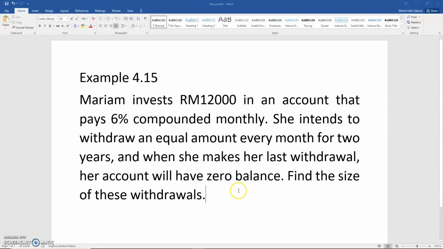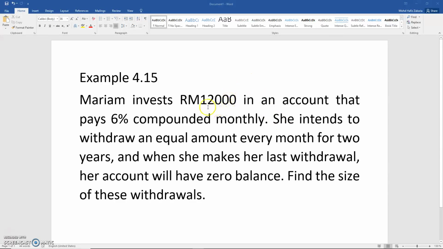So the question is, find the size of this withdrawal. Which withdrawal? It is the monthly withdrawal, equal amount of monthly withdrawal for 2 years. So we know that Mariam invests 12,000 initially, and that account pays 6% compounded monthly. And we want to know how much Mariam can actually withdraw every month for 2 years, so that the amount will last, and at the end of the 2 years, it will have zero balance. So basically we want to find the value of R.